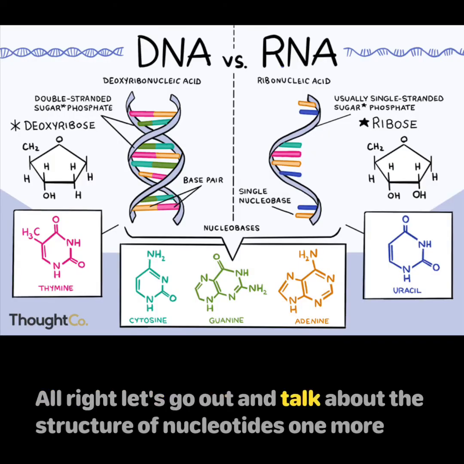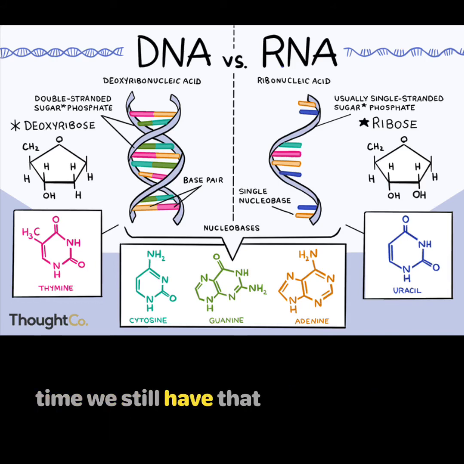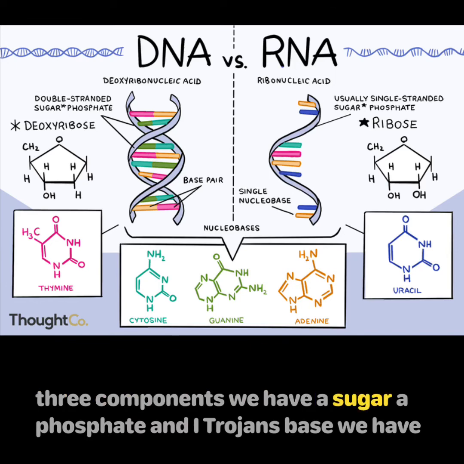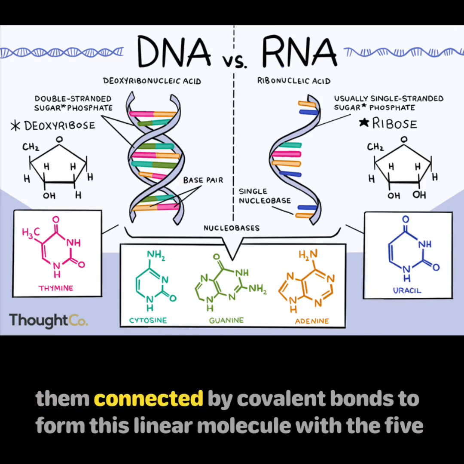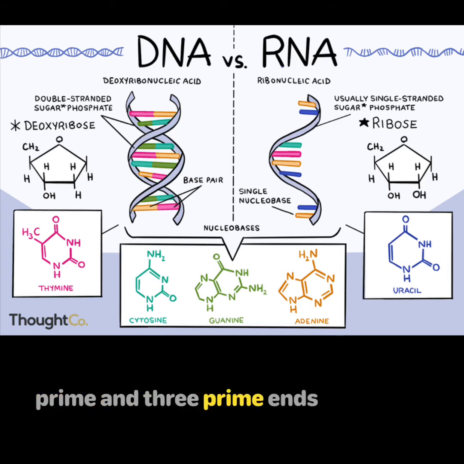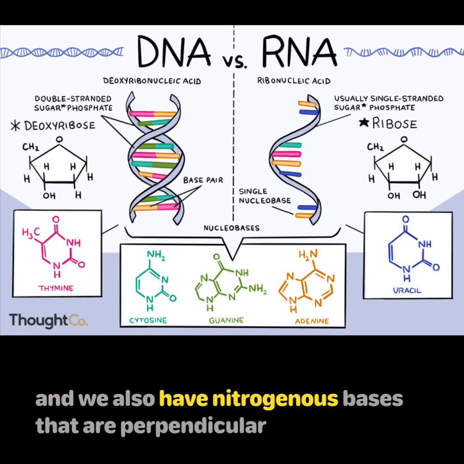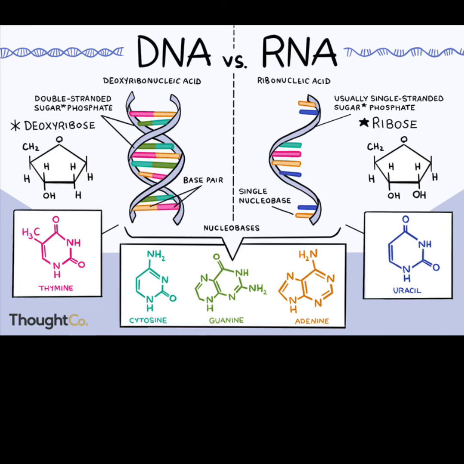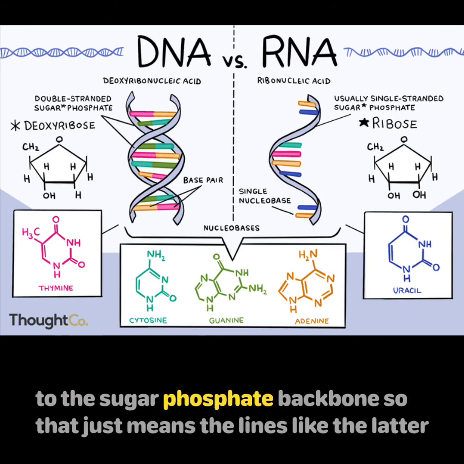All right, let's go ahead and talk about the structure of nucleotides one more time. We still have those 3 components: a sugar, a phosphate, and a nitrogenous base. We have them connected by covalent bonds to form this linear molecule with 5' and 3' ends. And we also have nitrogenous bases that are perpendicular to the sugar-phosphate backbone.